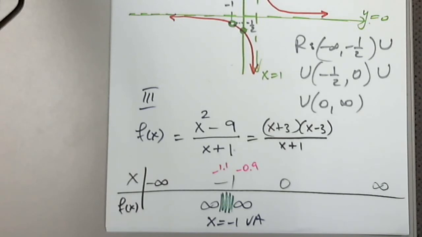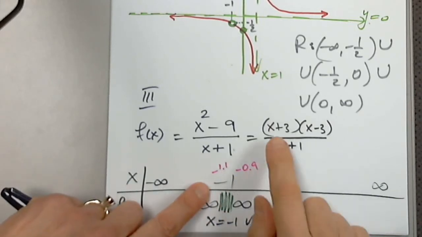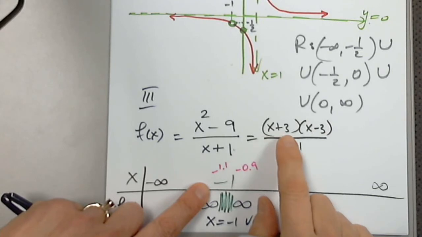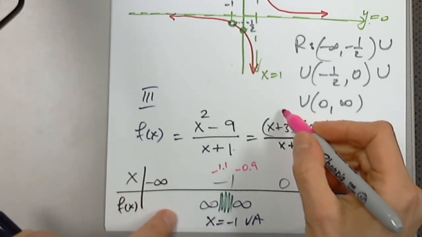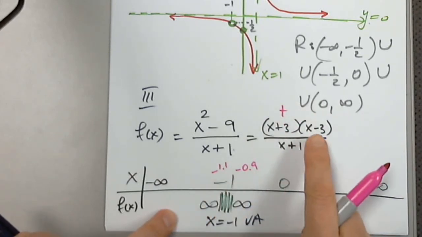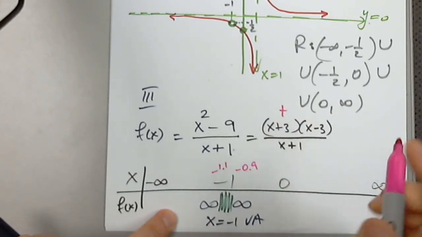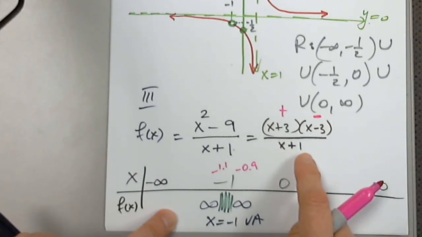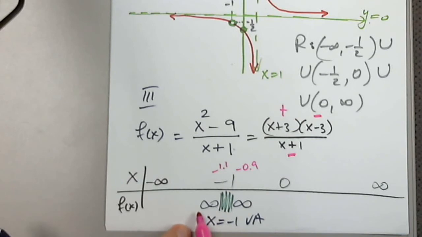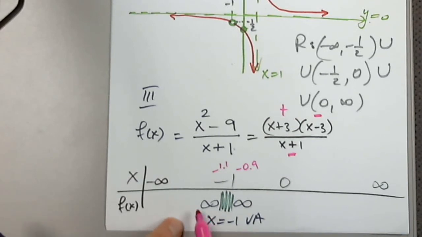Okay. Negative on the left, positive on the right. So, negative 1.1 plus 3. I only want the sign. Positive. Negative 1.1 minus 3. Negative. Negative 1.1 plus 1. Negative. Good. So what is the sign on the left-hand side? Very good, because we have two negatives.